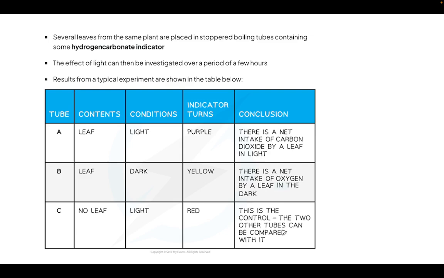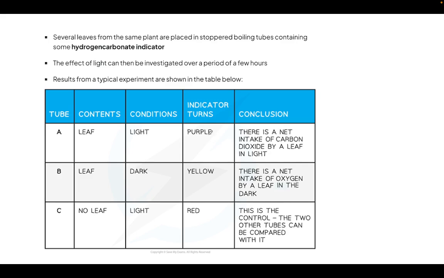Now, we have different tubes here, and also we have leaves there. Here we have no leaf. The condition we have is more light. If we have more light, photosynthesis will happen and use up carbon dioxide. All right. If we use up carbon dioxide, the place is more alkaline. That's why it turns purple.